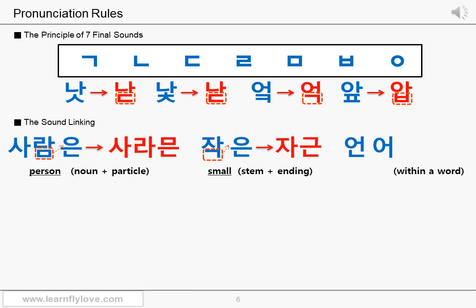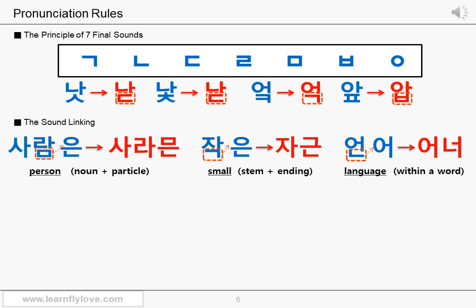언어. This is one word which means a language. The final n consonant moves up to the initial of the next block and takes the position of the original ㅇ consonant, which is the empty sound consonant. So when you read this, you read it 언어, 언어, rather than 언어. Okay? This sound linking rule is very powerful, so it precedes the principle of 7 final sounds.